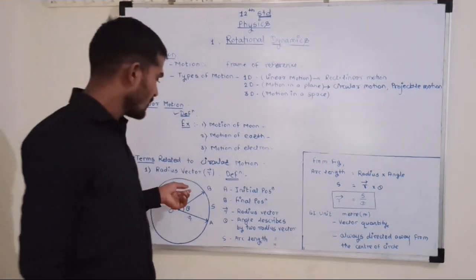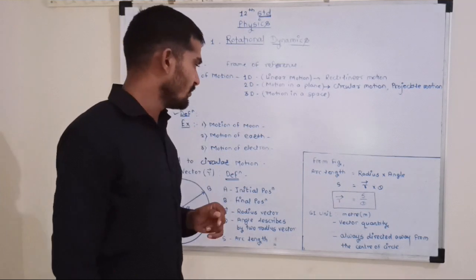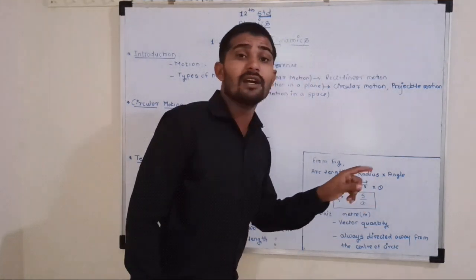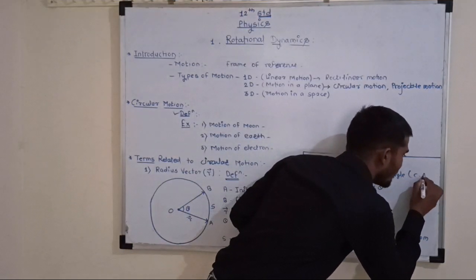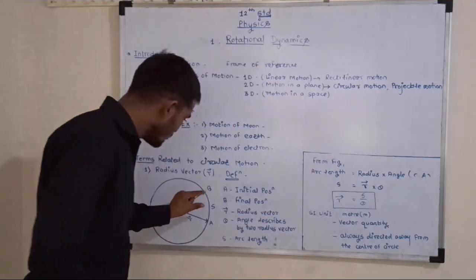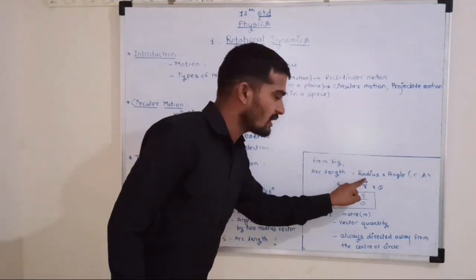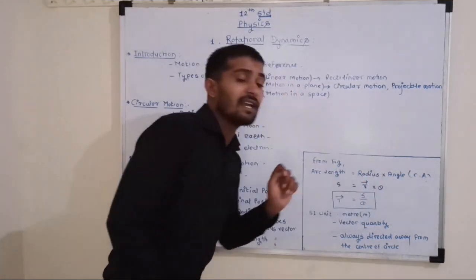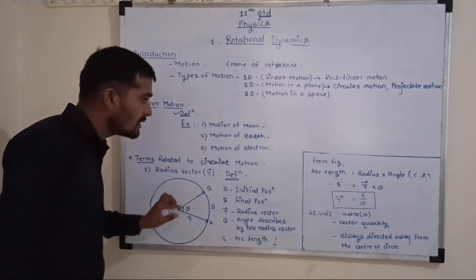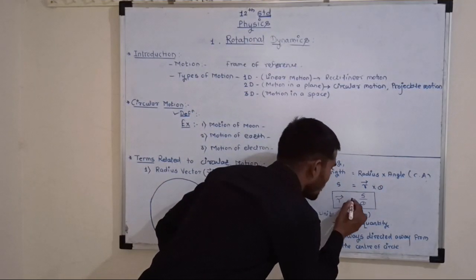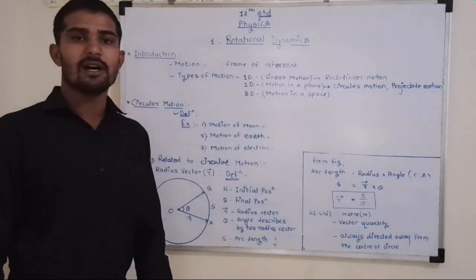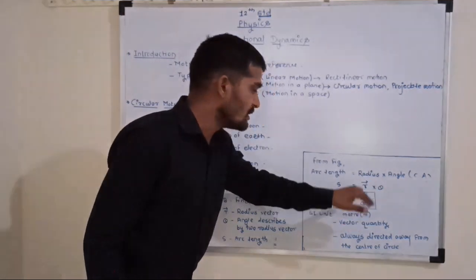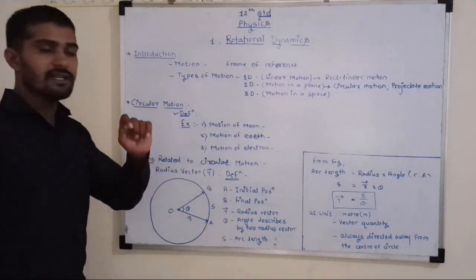From the figure, by simple mathematical formulation, we know arc length is equal to radius into angle. Which angle? The central angle. Therefore arc length is denoted by S, radius vector is denoted by r bar, and the central angle is denoted by theta. So r bar, the radius vector, is equal to S upon theta. Here S is the arc length, theta is the central angle. This is the final formula for radius vector.